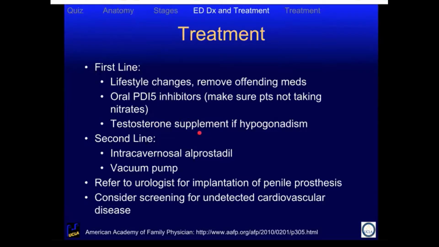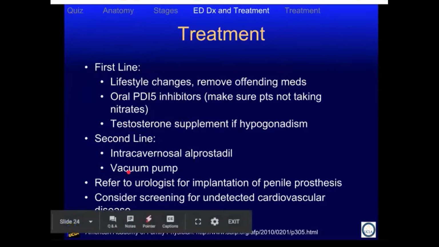If oral medications fail, then you can do more aggressive treatments. So you can do injection of alprostadil and vacuum pump. Both of these require manual dexterity. So if they don't have it, then it'll be much harder to do. And if this fails, then the patients can get penile implants. And there are different types depending on the patient's condition, and we'll review some of that.